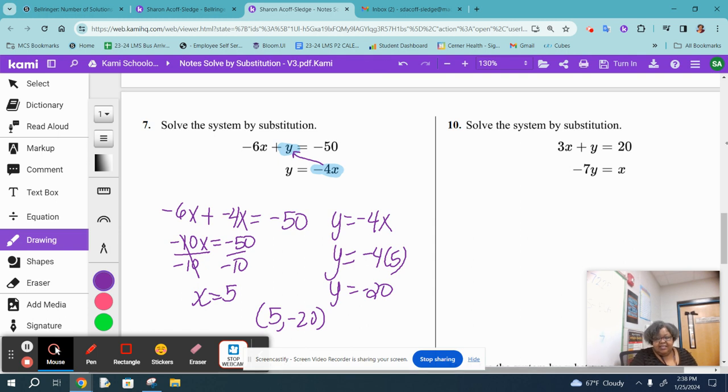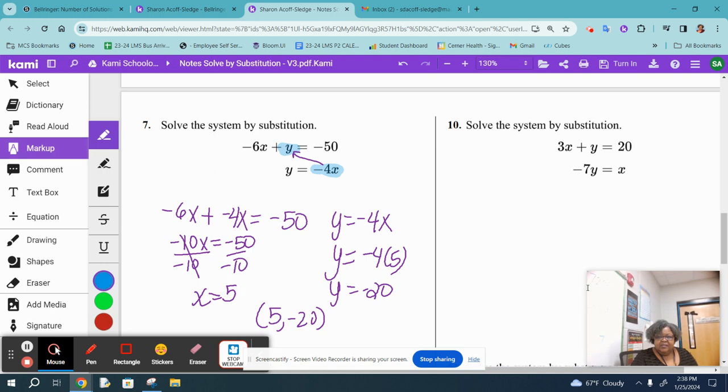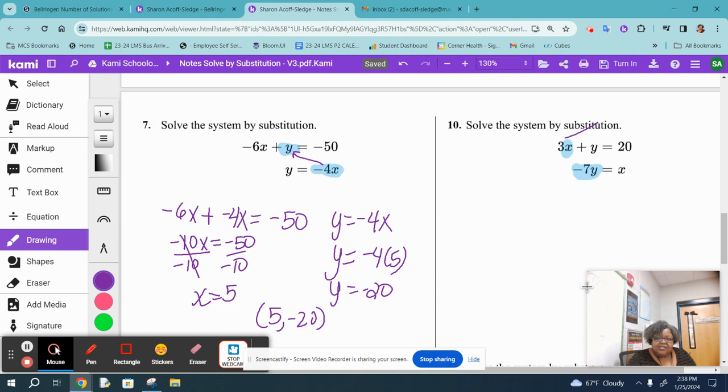Okay, now this one is a little bit different. This one is solved for x, right? And so x is equal to negative 7y, but here we have 3x. That's 3 times x. So if you forget, just write yourself a little note that that is multiplication. So when I substitute x in here, it's going to be multiplied by 3. So where I have that x, I'm going to put that negative 7y. So 3 times x is negative 7y plus y equals 20.